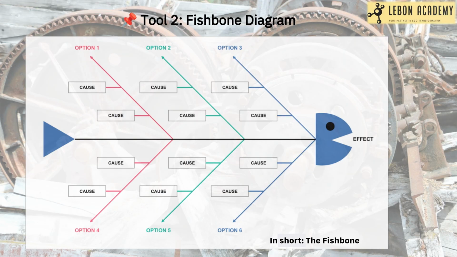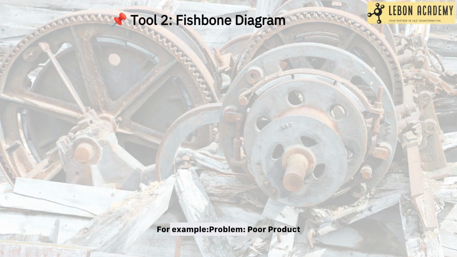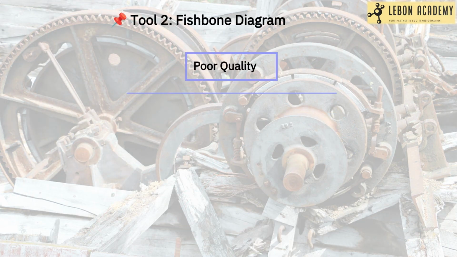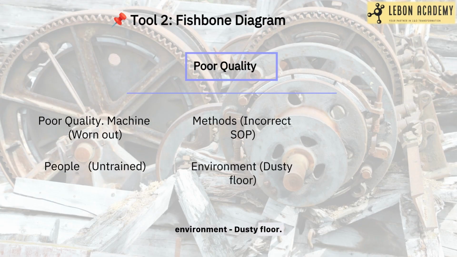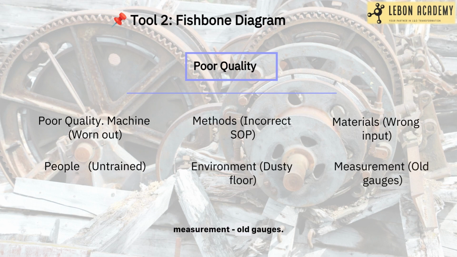In short, the fishbone diagram helps teams visually map all potential causes of a problem so they can analyze and solve it effectively. For example, problem: poor product quality. Reason of poor quality: machine, worn out; people, untrained. Methods: incorrect SOP; environment: dusty floor; materials: wrong input; measurement: old gauges.